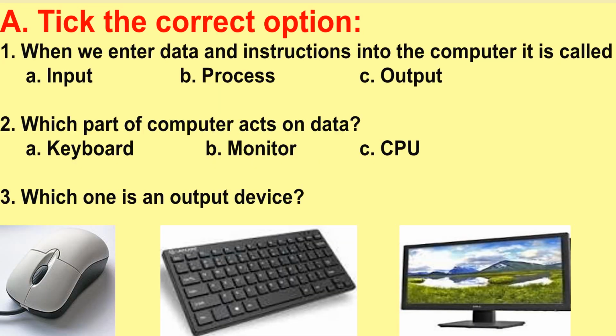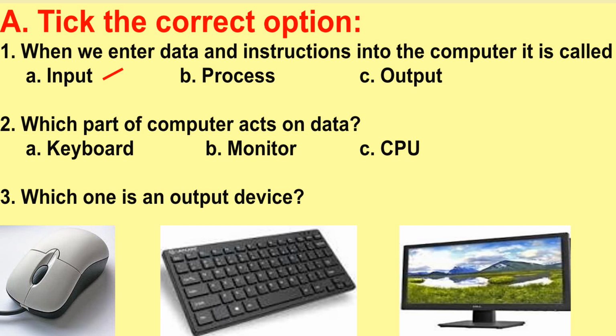We shall now move on to exercises. Let's begin with tick the correct option. First question is, when we enter data and instructions into the computer, it is called option A, input, option B, process, option C, output, and the right option is option A, input.